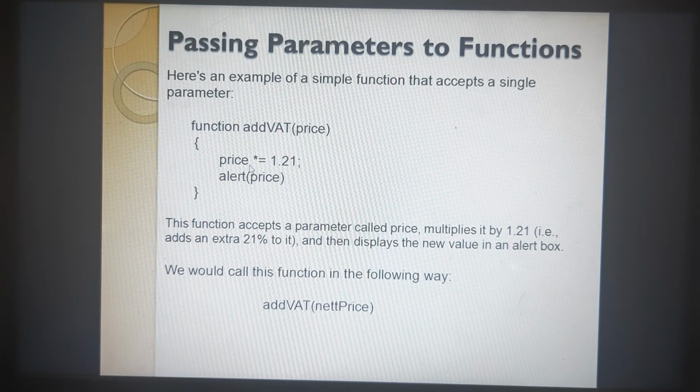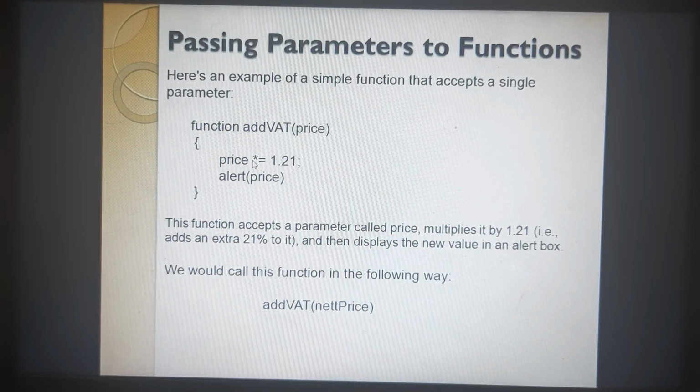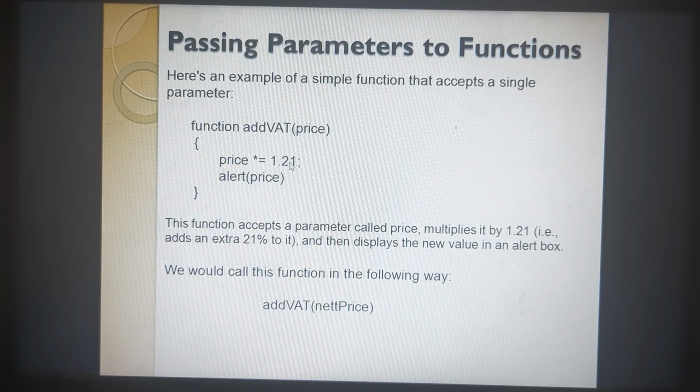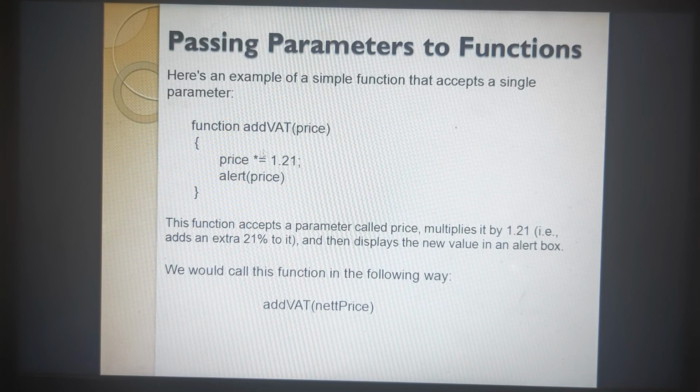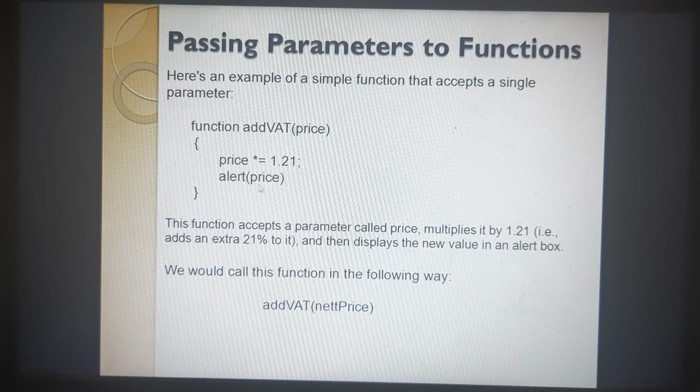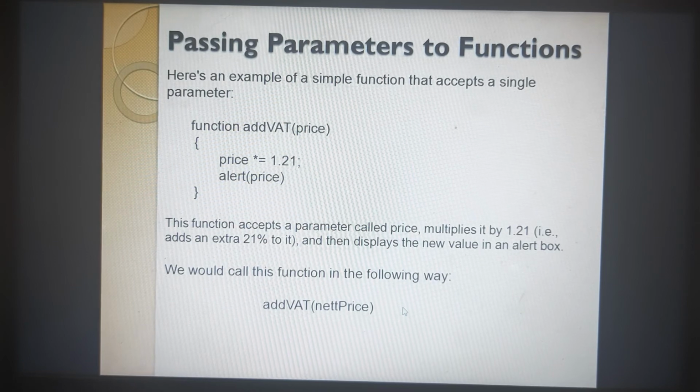So the price is the variable which holds some value, so the parameter is passing some value to our function, thereafter price is multiplied by 1.21. It is a shorthand assignment operator we have used over here, and we have the alert function. With the help of the alert function we are displaying the price. So this is how our function is going to execute.